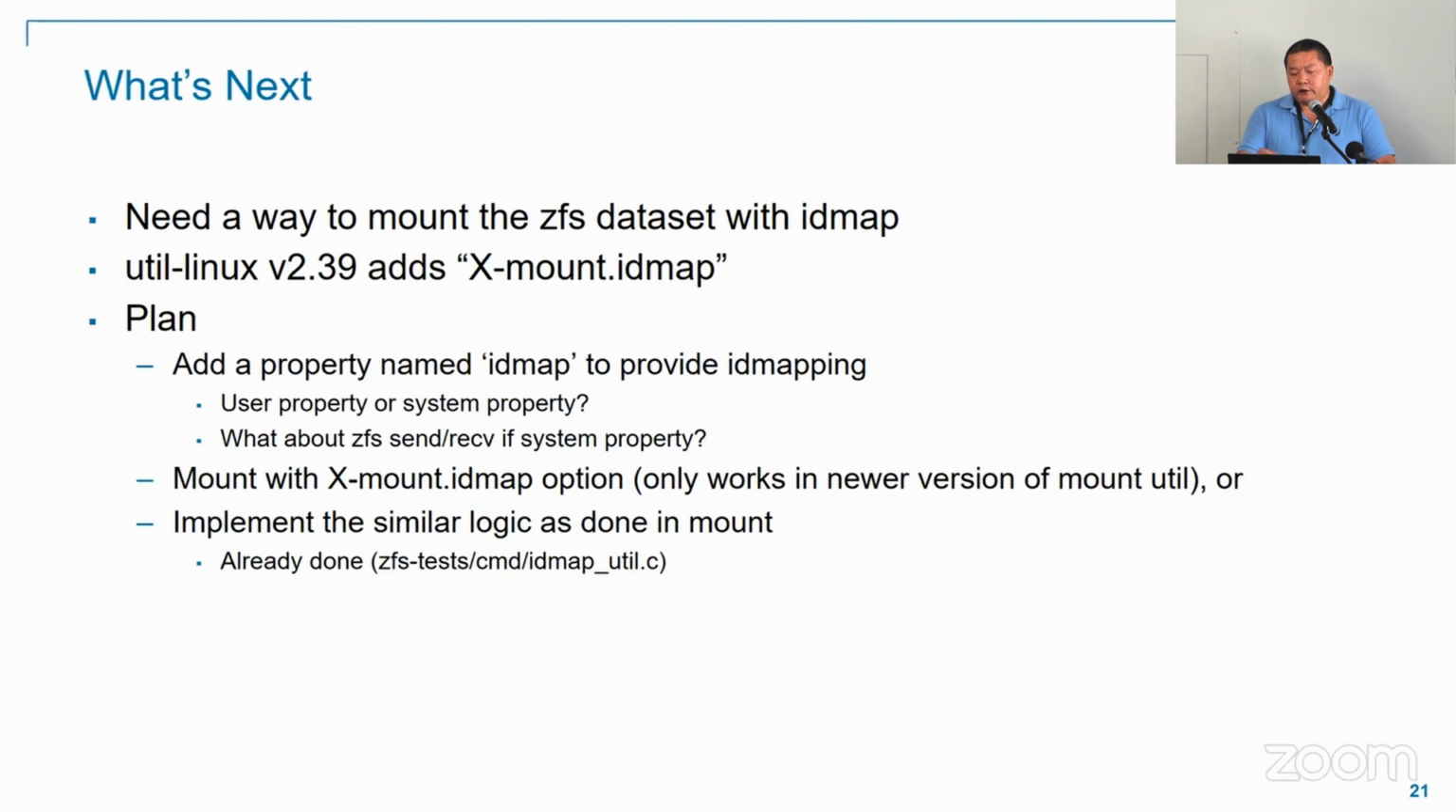So what we did, we introduced a user property called idmap, with the namespace prefix, colon idmap. For this to be introduced into OpenZFS, I'm not sure if it should be a user property or a system property. I haven't done this testing. If it's a system property, you have to think about the old version and new version, I don't know what happens, but anyway, it's up for research.